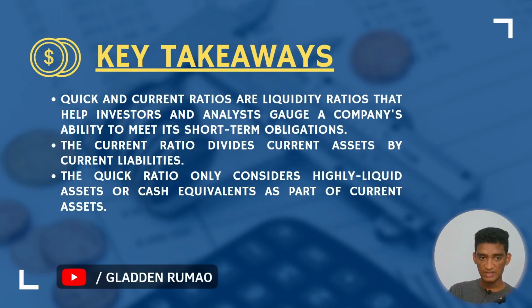So what are the key takeaways from this video? Quick and current ratio both are liquidity ratios that help us to measure the company's ability to meet its short-term obligations, which we call current liabilities, loans that need to be paid off within 1 year. The current ratio divides current assets by current liabilities, and the quick ratio only considers highly liquid assets as a part of its current assets.